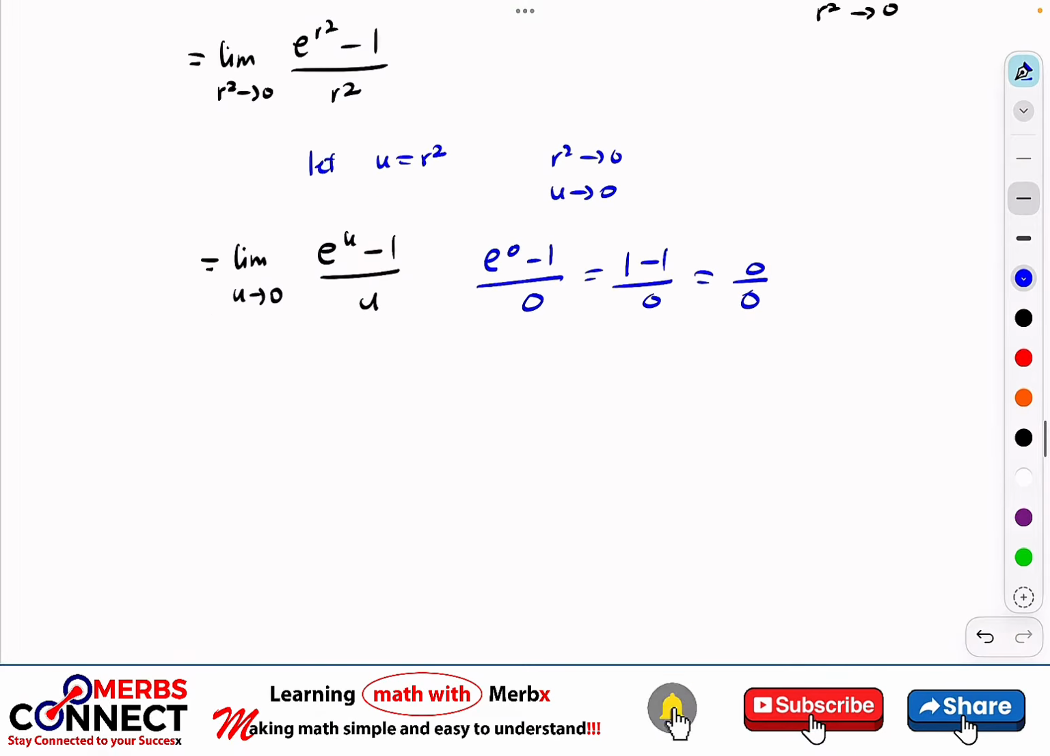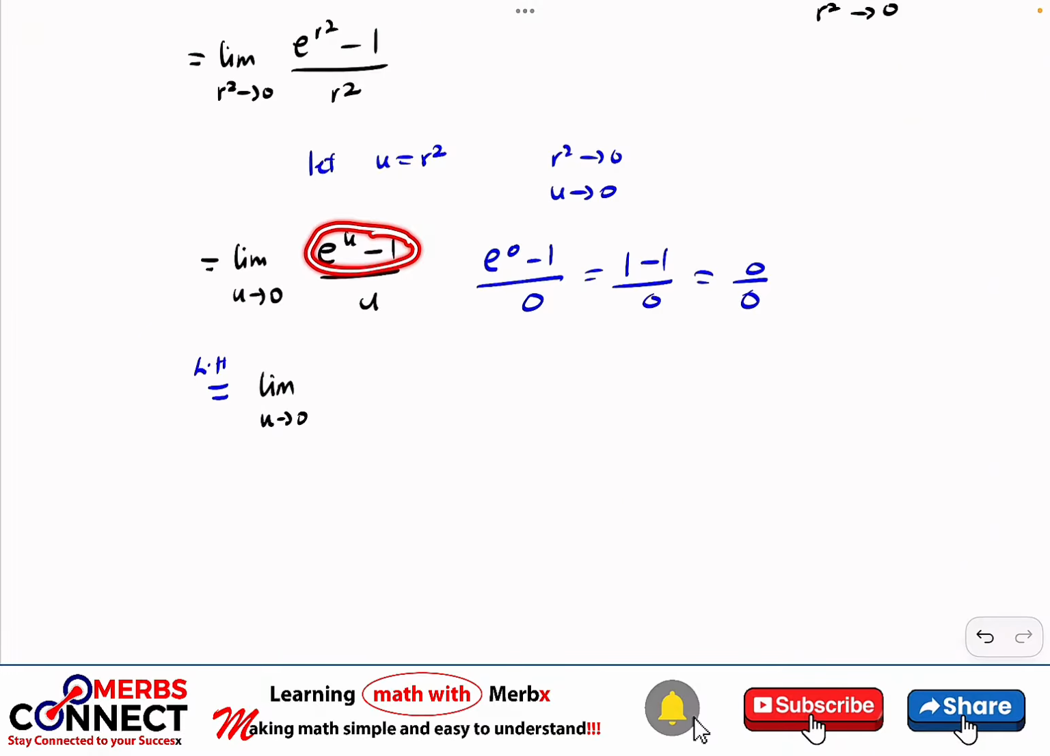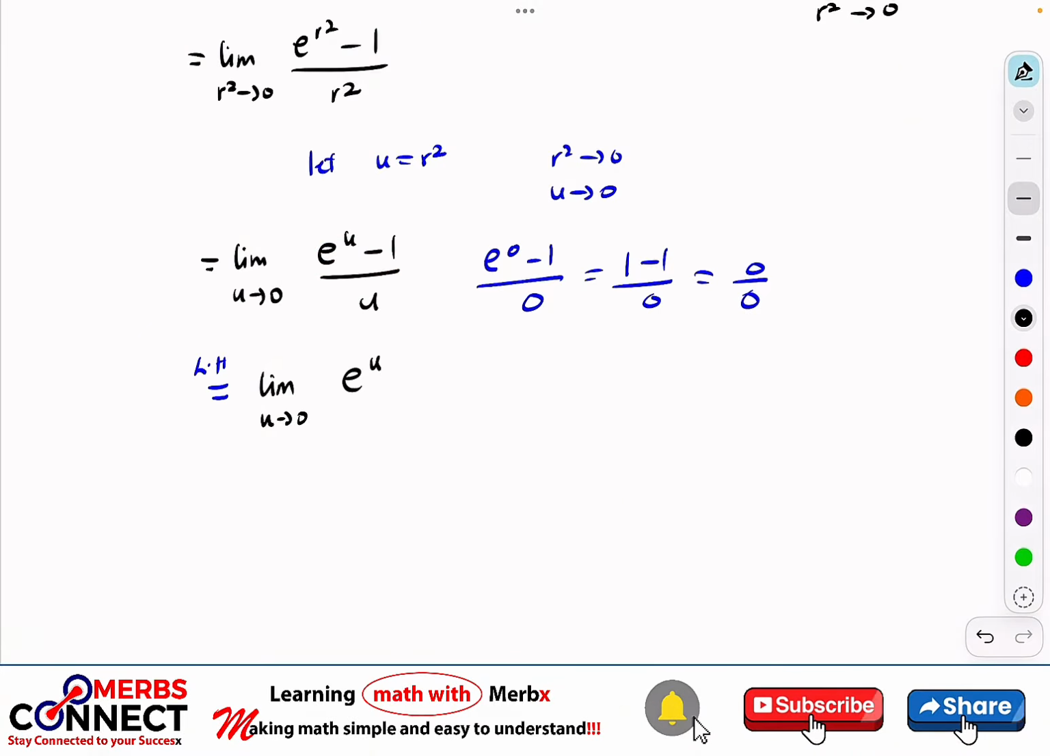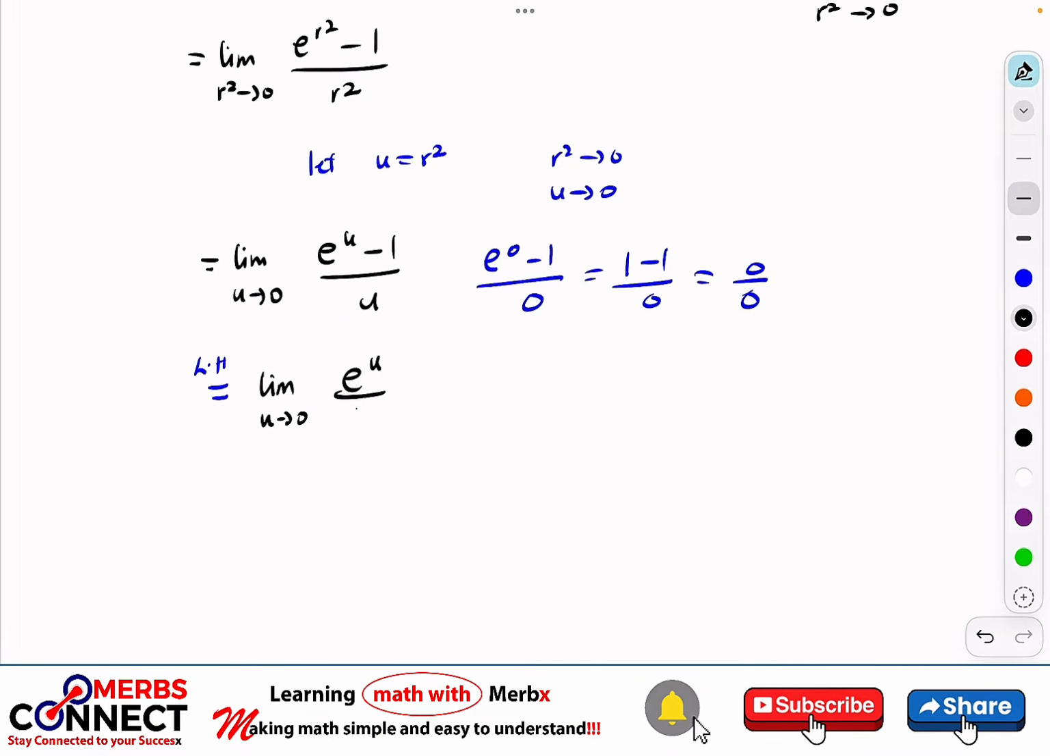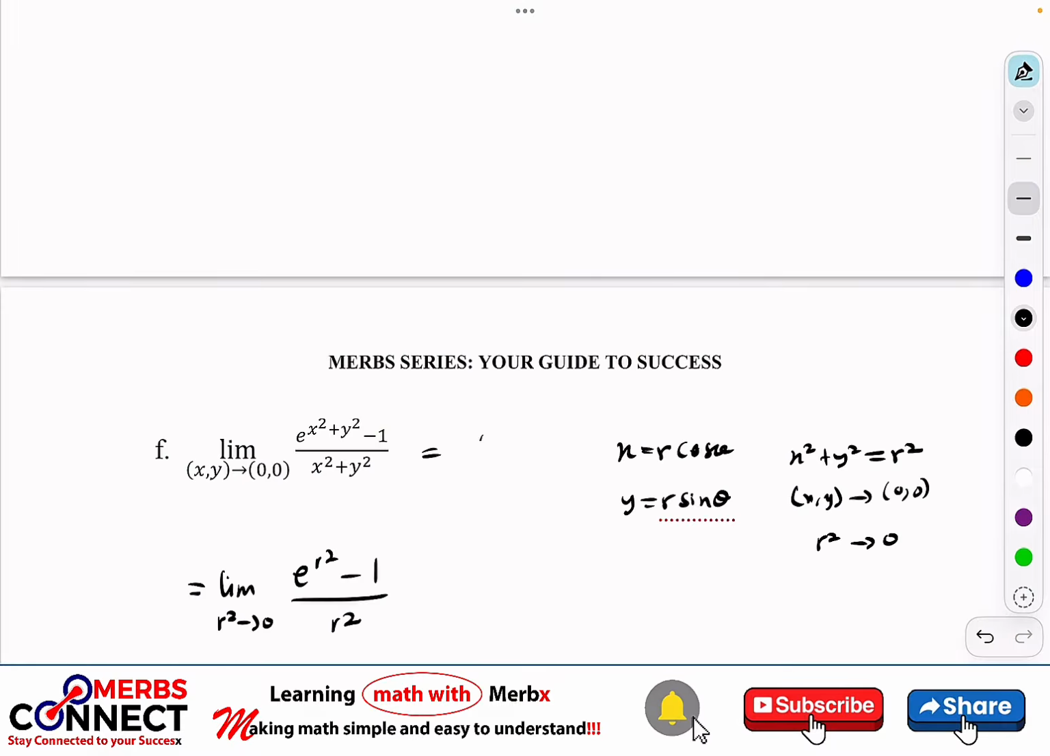So what does L'Hopital's rule say? I'll put the equal sign here, and I'll put LH on it, telling us that we are using L'Hopital's rule. So this is going to be the limit as u approaches 0. L'Hopital's rule says differentiate the top, and when I differentiate it with respect to u, I have e to the power u, because the constant is 0. And then when I differentiate u with respect to u, I get 1. So simplifying, this is going to be the limit as u approaches 0 of e to the power u, and now we can do substitution again, and this is going to give us 1. Beautiful. So this here is going to give us 1.